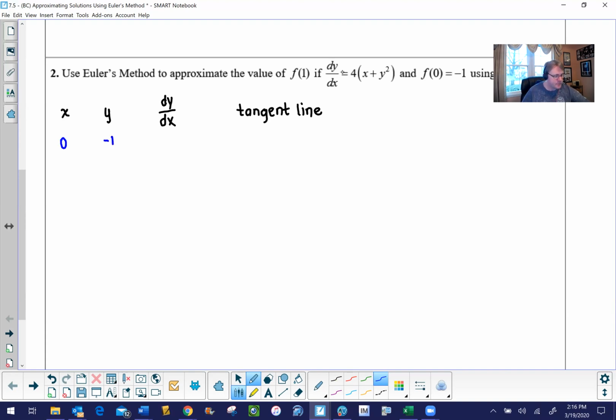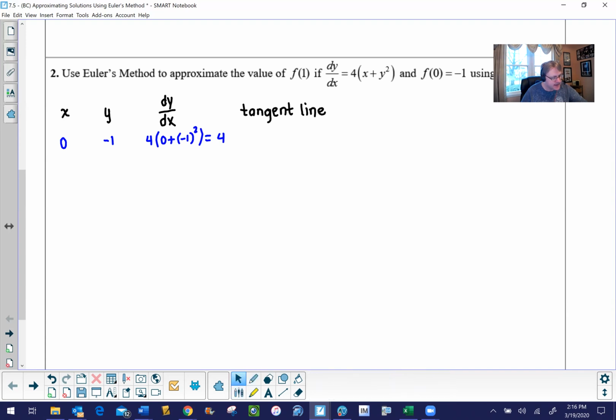So those turn out to be your first x and y. And then you perform your derivative, which is just basically 4 times the quantity of the 0 plus the -1 squared, which would give us 4 times 1, or 4. And at that point, we can go ahead and write the equation of our tangent line.